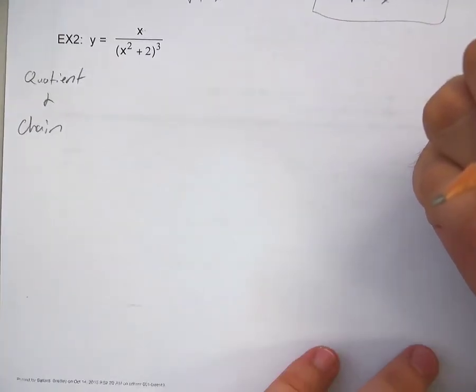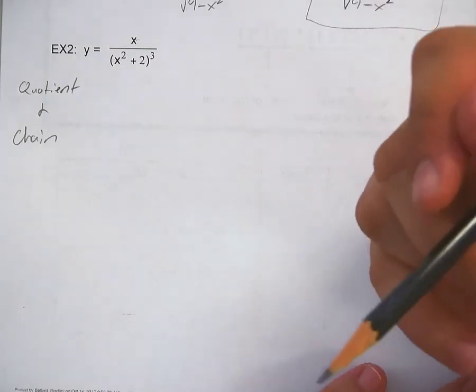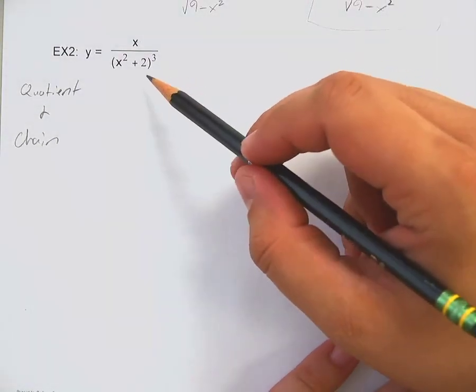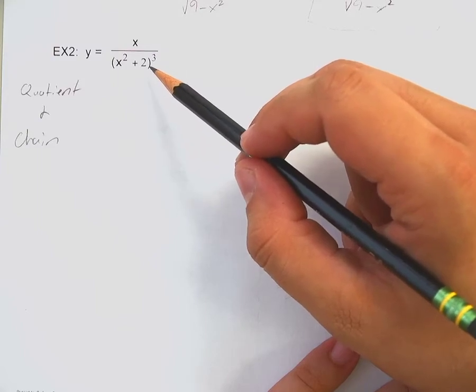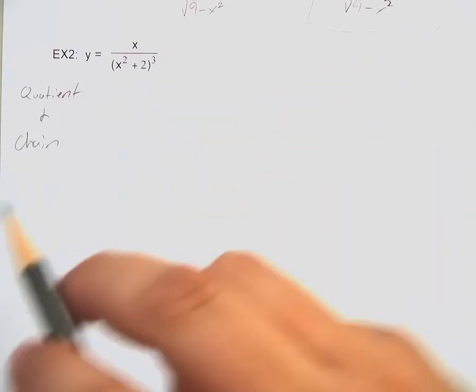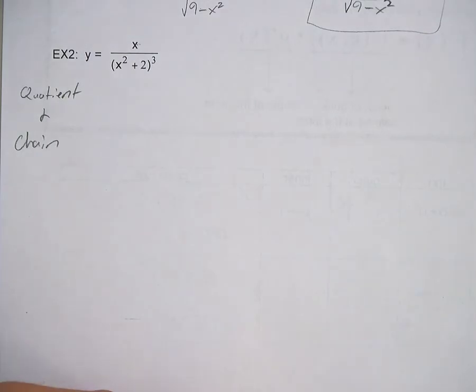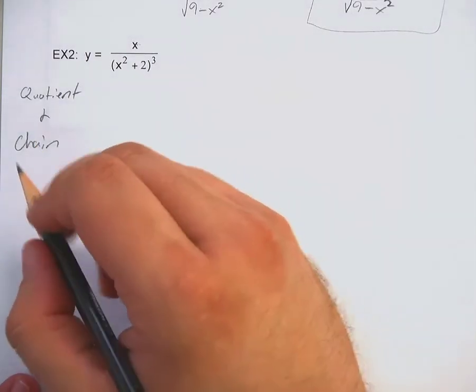So the first thing I'm going to do, just to make my life easy, because the quotient rule says bottom d top minus top d bottom, I know that d bottom is going to be a kicker. So I'm going to set up my chain rule first, okay? Let's set up the chain rule for the bottom.